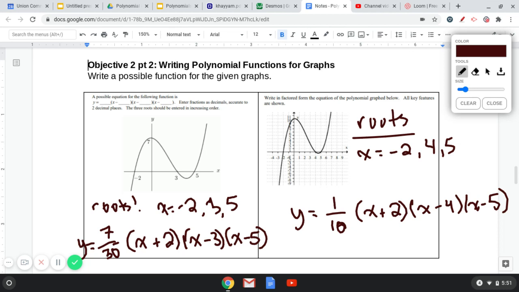And that's how you can write polynomial functions given graphs. There's lots of things you need to know, but the key are the roots and then the y-intercept, and knowing how to write a function based on that information.